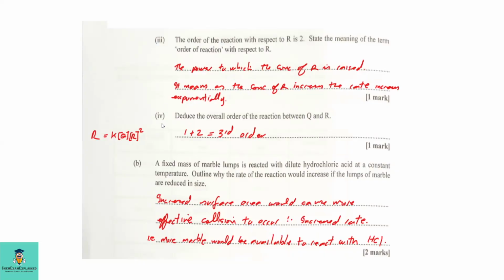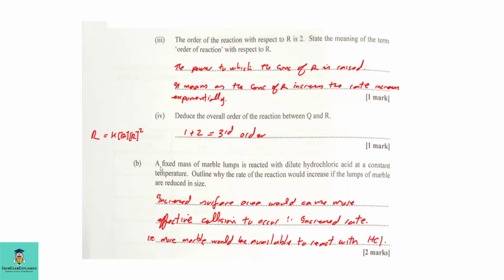2A part 4. Deduce the overall order of the reaction between Q and R. So if you look at the rate equation, you'll see that the order with respect to Q is first order, so we put 1. The order with respect to R is second order, so we put 2, and you sum the orders to get third order.